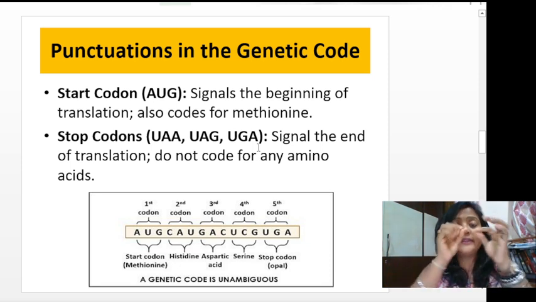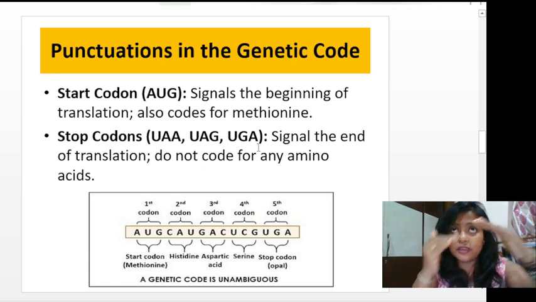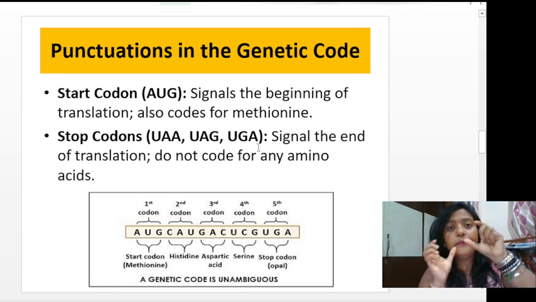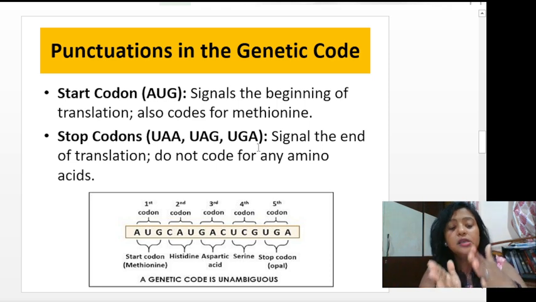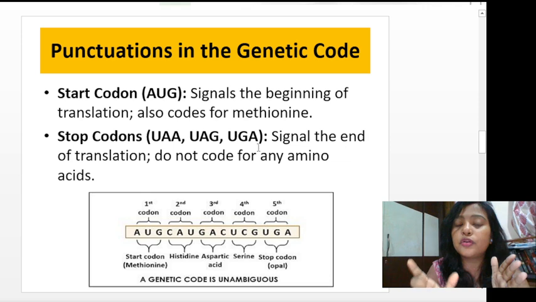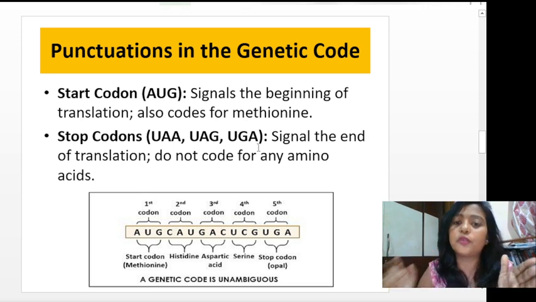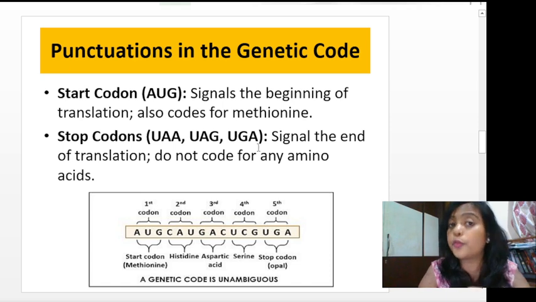As soon as the tRNA and mRNA come together and it identifies the start codon, it will start the translation process. So basically, AUG is the start codon and it codes for methionine. Okay, then we'll talk about the stop codons.